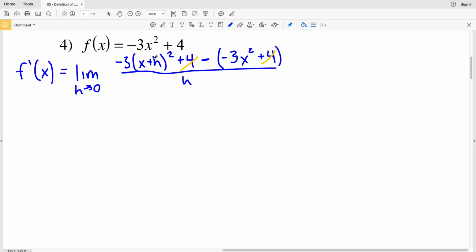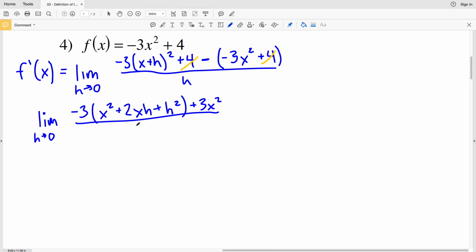because that second 4 is subtracted. And x plus h squared is x squared plus 2xh plus h squared. So I'm going to have the limit as h approaches 0 of negative 3 times x squared plus 2xh plus h squared minus a negative 3x squared, or plus 3x squared, and this is all over h.